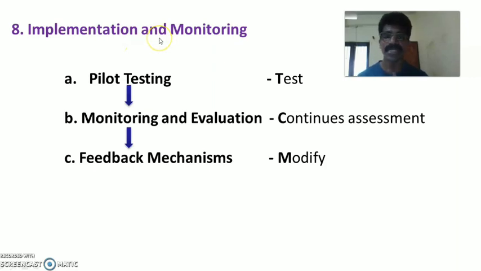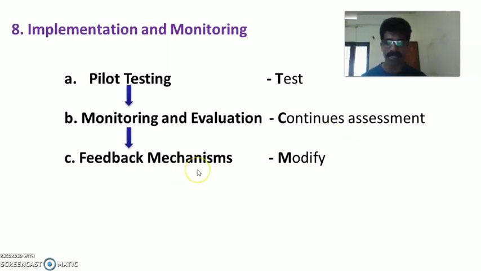Implementation and monitoring includes pilot testing, monitoring and evaluation, and feedback mechanism. The first one is pilot testing. We take a small group, test the effectiveness, and modify according to the result of the test. Then continuous monitoring and evaluation, that is, continuous assessment of the effectiveness of SBCC, throughout, periodically and continuously.